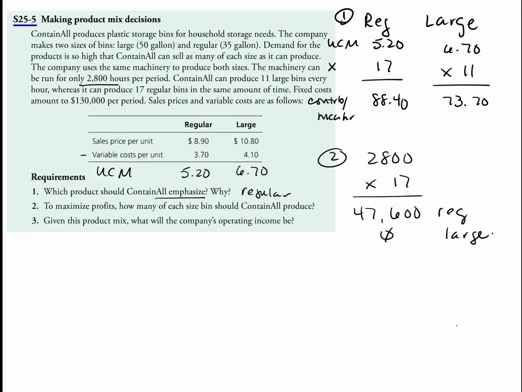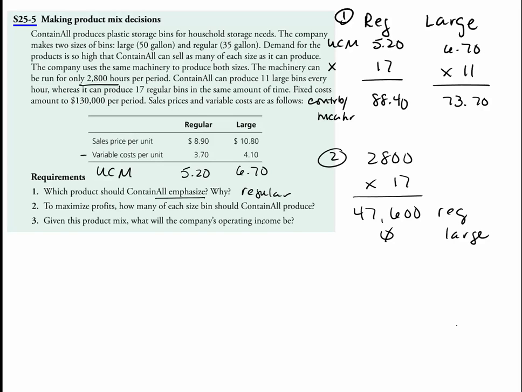If you didn't have that unlimited demand, let's say the market could only support, the most you can sell is 30,000 regular bins. So you max out the one that has the highest contribution per machine hour, and then with whatever excess capacity you have, you would make the large bins then.